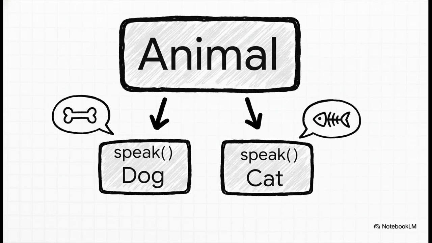Now, we create what are called child classes, like dog and cat, and they both inherit from our general animal. But here's the crucial part. Each one provides its own, much more specific version of that same speak method. This is what we call method overriding. The child effectively replaces the parent's generic behavior with its own specialized one.